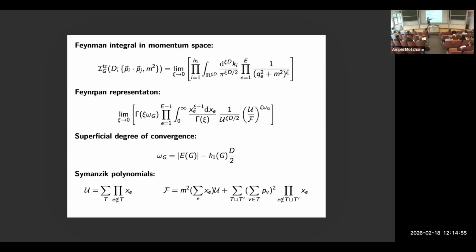This omega here, this exponent there, I call the superficial degree of convergence. It's just the mass dimension of the Feynman integral. Naively, think about 4 dimensions. Every propagator is a 1 over p squared, and every loop gives you 4 integrations.